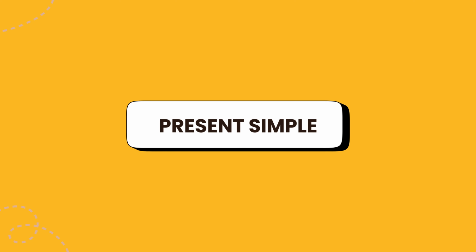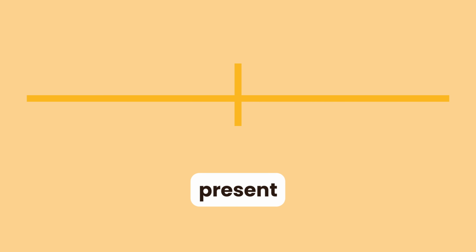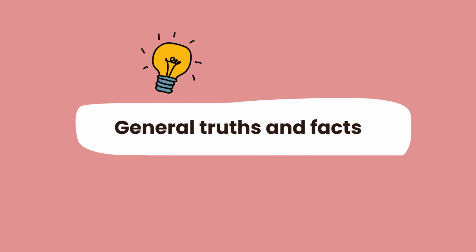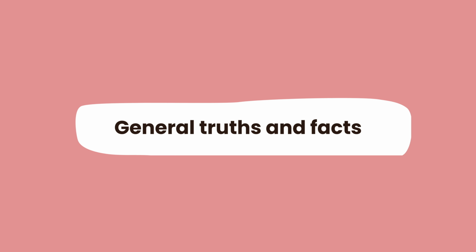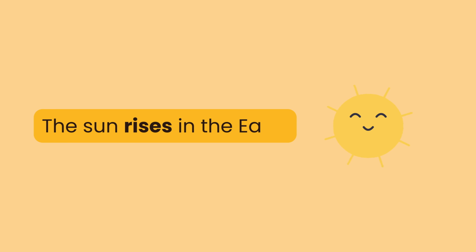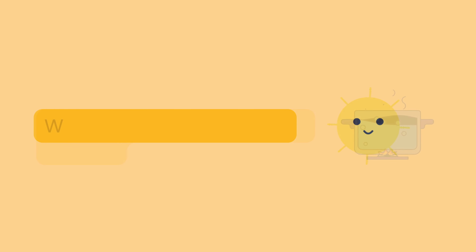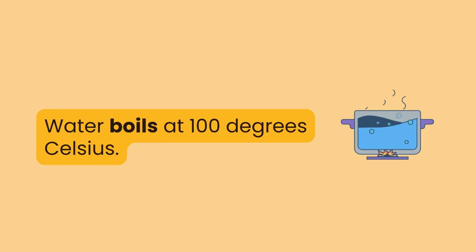Present simple. We use the present simple in many situations. General truths and facts, things that are always true. For example, the sun rises in the east. Water boils at 100 degrees Celsius.